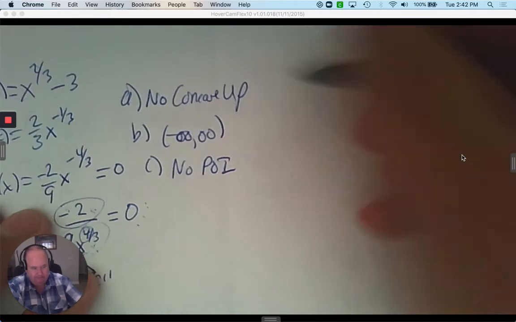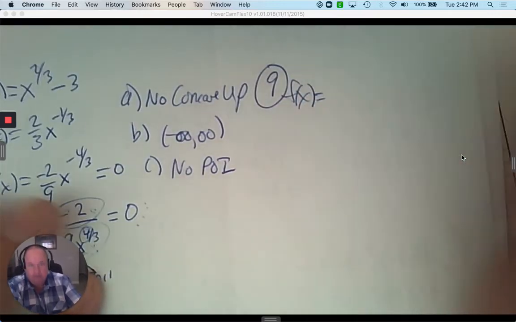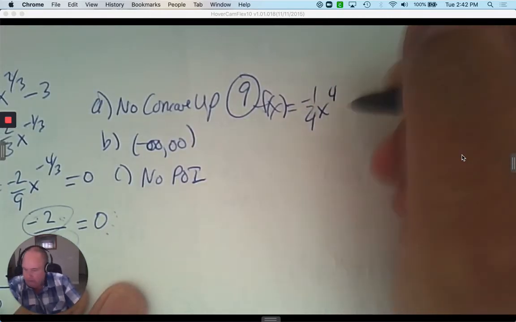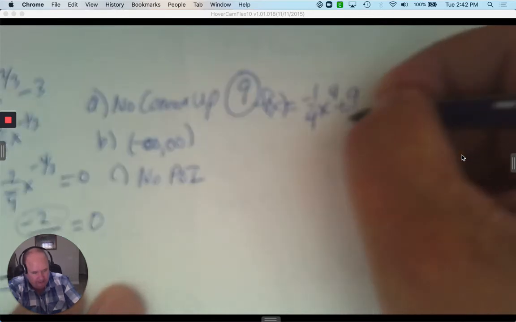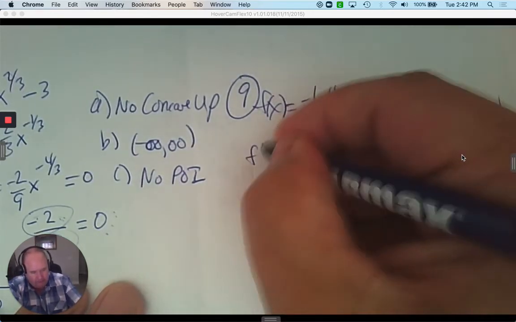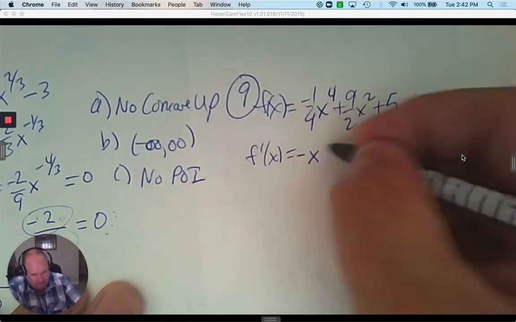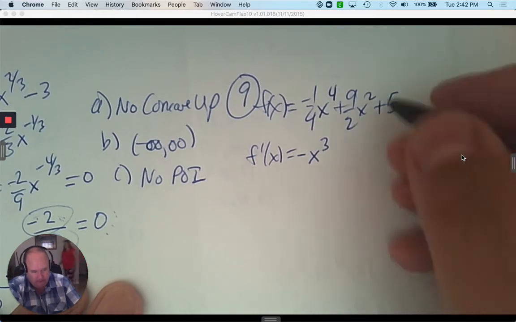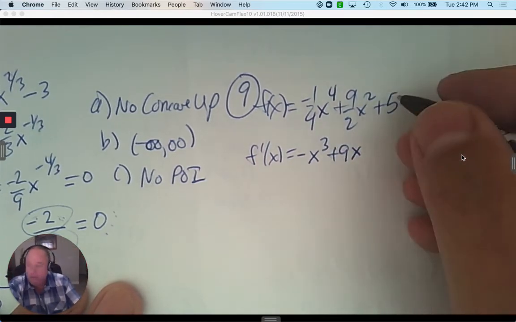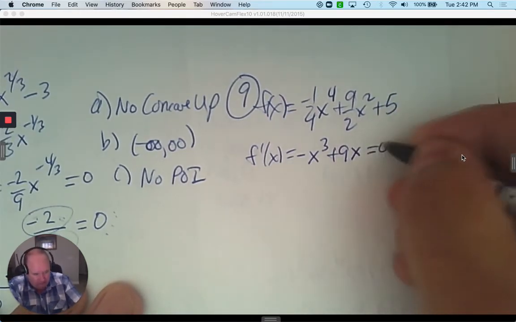Number 9. Same thing. So number 9 is f of x equals negative a quarter x to the 4th, plus 9 halves x squared, plus 5. So we're going to take the first derivative. That's 4 times a quarter, so that's negative 1x, subtract 1 from the exponent. 2 times this, that leaves you with 9x, and then the derivative of 5 is 0. Now we're going to make that equal to 0 and solve it.